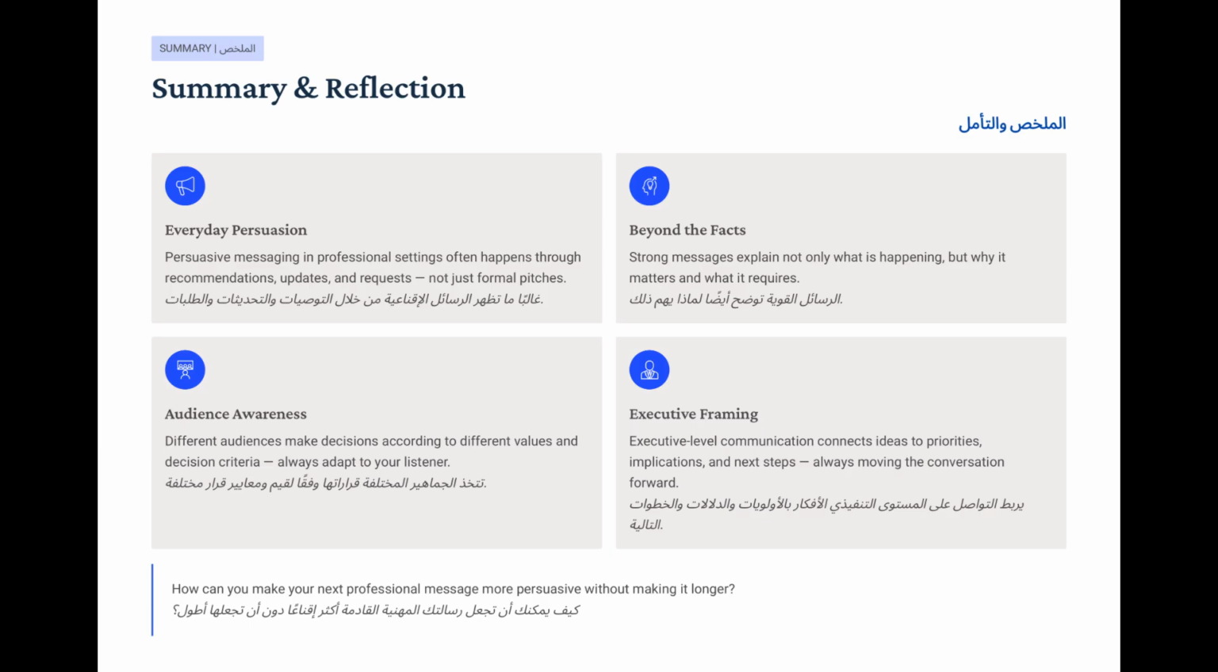Now pause for reflection. Think about a recent professional message you gave or received. Did it include a clear recommendation, a strong rationale, a clear implication, a next step? Did the message simply share information, or did it also shape understanding and action? That is the real test.